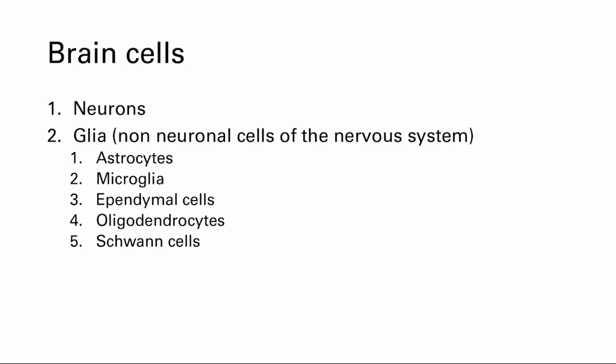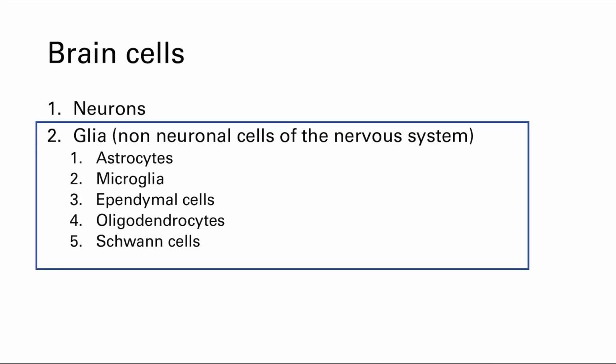Brain cells. There's multiple types of brain cells in your nervous system. Obviously, there's the neurons, and then there's the non-neurons, which are called the glia. There's astrocytes, microglia, ependymal cells, oligodendrocytes, and Schwann cells. So we're going to focus on the non-neurons for this talk.